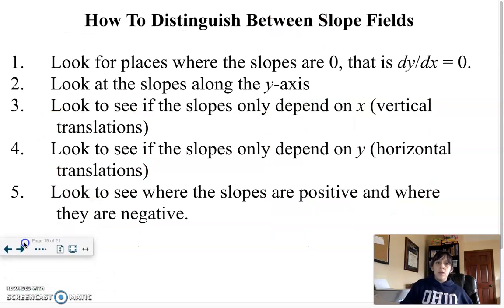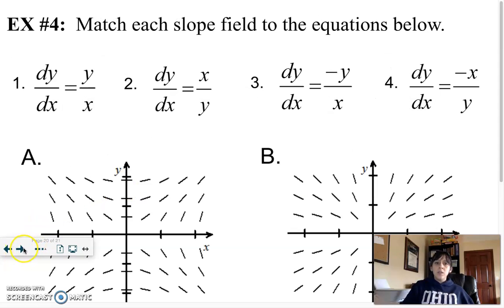Okay, almost done. So here's what we're going to be doing. The last thing is kind of like reading slope fields. So look at the slope fields, kind of see the pattern to the lines, to distinguish what the graph is doing. This one says match each slope field to the equations below. And so this one, what I would do is just pick some ordered pairs, plug them into the equation and see what matches.